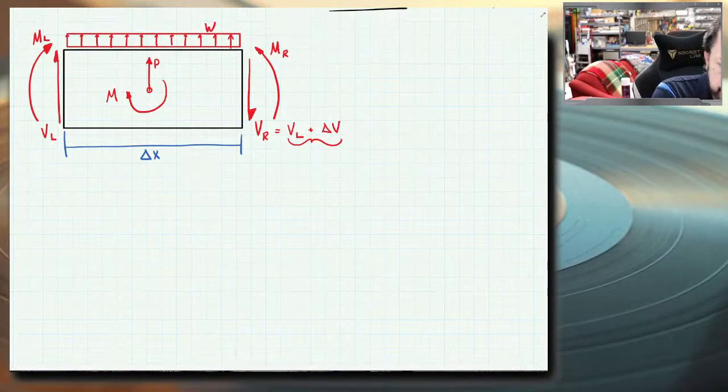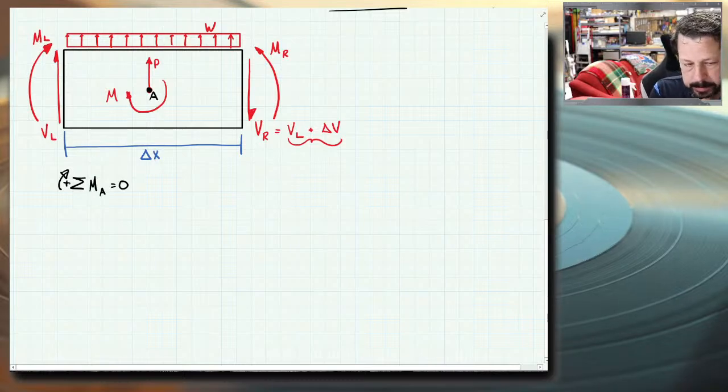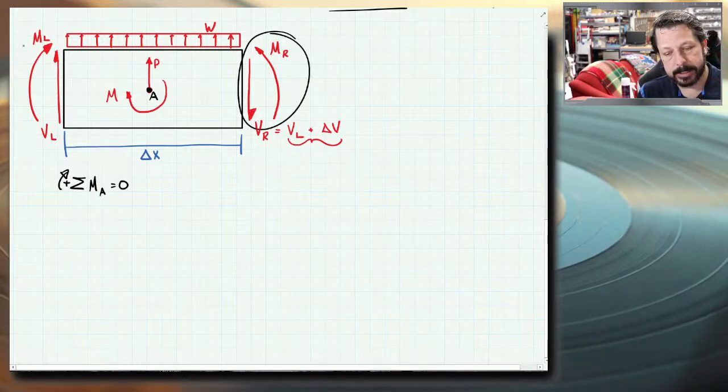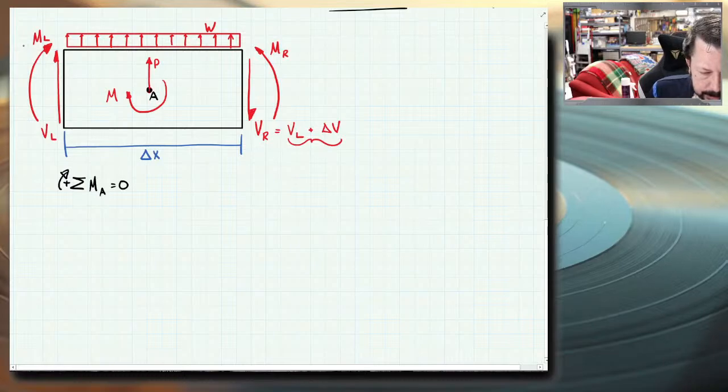All right. So let's do summation of moments. Let's call this point A. Summation of moments about A equals 0. I'll use clockwise positive, although it doesn't matter where I'm writing the equation. These directions do matter because they are set up so that we have tension on the bottom of the beam when we have a positive internal bending moment. So maybe not applied to it, but inside it.